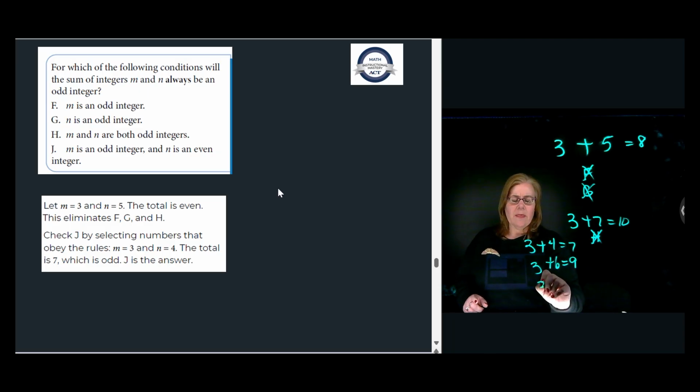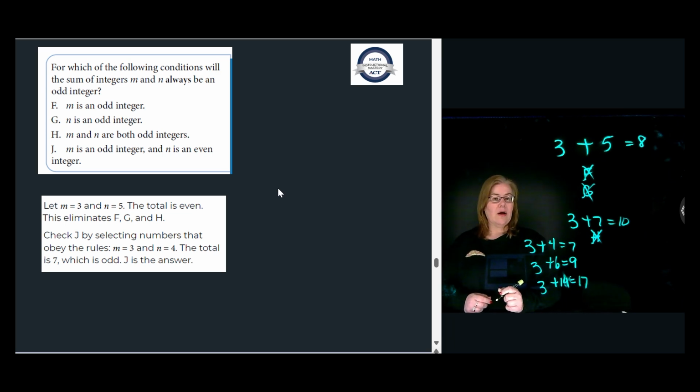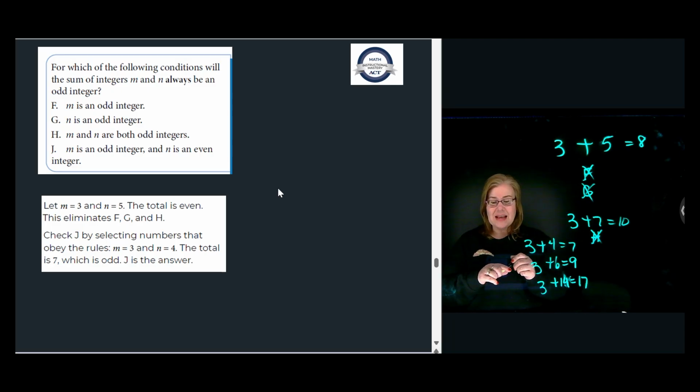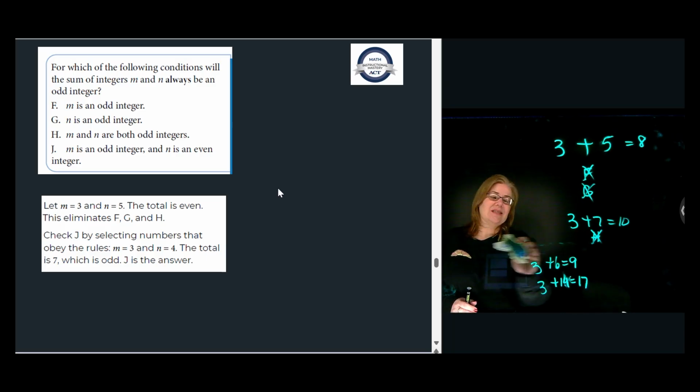One more time. 3 plus, I don't know. Let's see. 15. Nope, that's odd. 14. Okay, so I've done 3 different cases. I've thought about numbers that I could possibly pick. So obviously my answer has to be where one of them is even and one of them is odd. So I'm going to pick J as my answer.